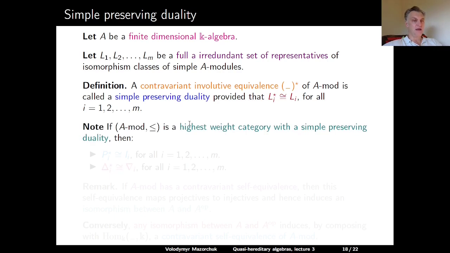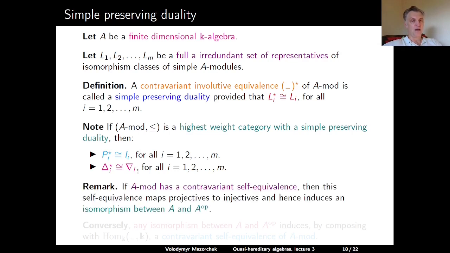Note that in the case when we know that A-mod is a highest weight category with respect to some linear order on simples, and additionally it has a simple preserving duality, then the dual of the projective module Pi is the injective module Ii, and the dual of any standard module delta i is the costandard module nabla i. This all follows from the definitions because the duality is simple preserving.